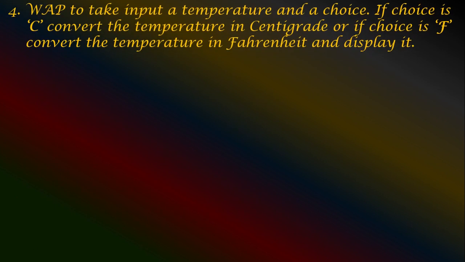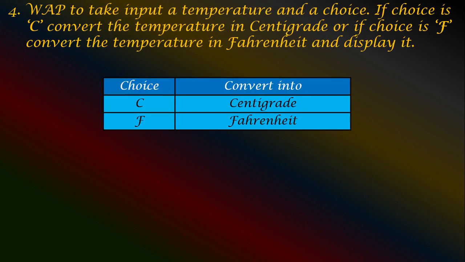So it is told to take input a temperature and a choice, and we have to convert the temperature. If it is given C, we have to convert it into centigrade, and if it is F, we have to display it in Fahrenheit. I recall everybody remembers the temperature formula. If not, let us go through it. So the formula is C by 5 equals F minus 32 by 9. From this formula, the value of C can be computed like this, as well as the value of Fahrenheit can be computed in this manner. Okay, so let us start the program.